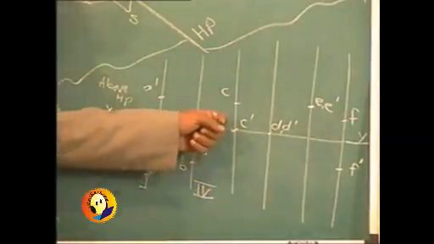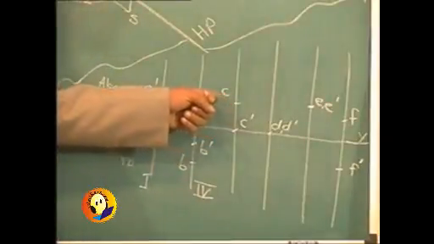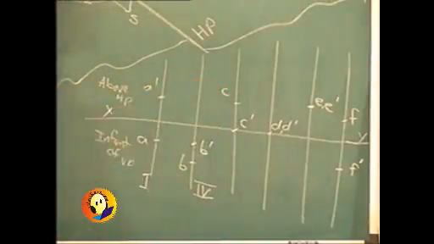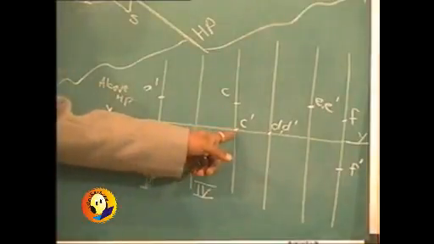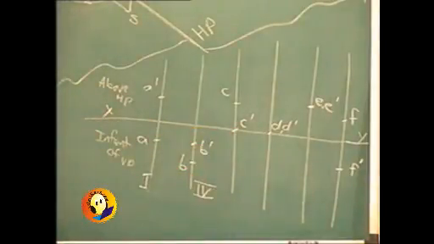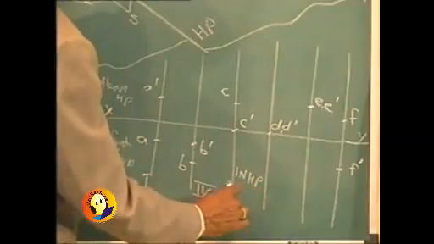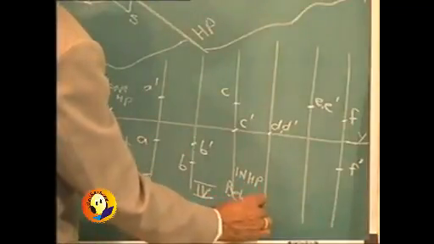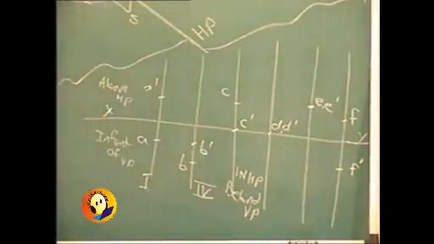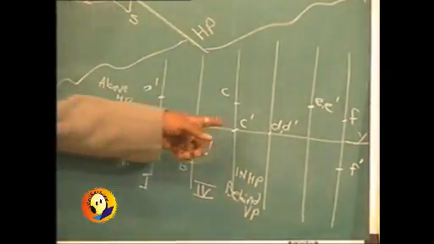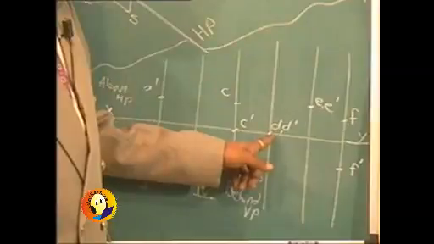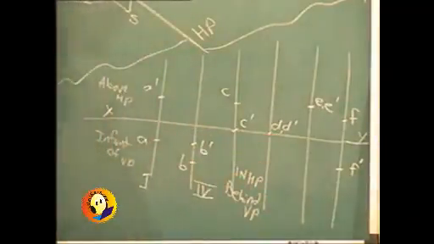Point C has its plan above the XY line, which means that it is behind VP, and its elevation is on XY, and if the elevation is on XY, the point will belong to the horizontal plane. So it is in HP, but is going to be behind VP. Point D, you will find that the elevation is on XY, the plan is on XY, and that's why the point will belong to the horizontal plane as well as the vertical plane, that is the intersection of both the planes, the XY line itself.